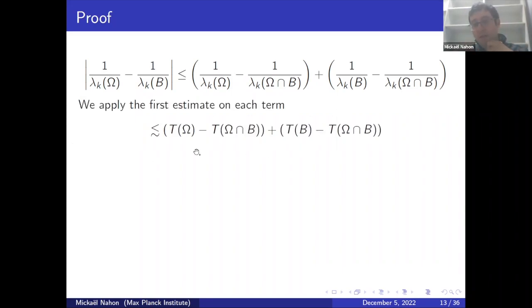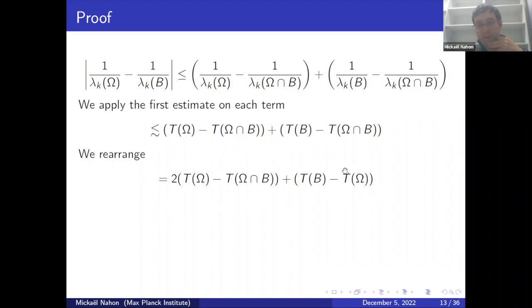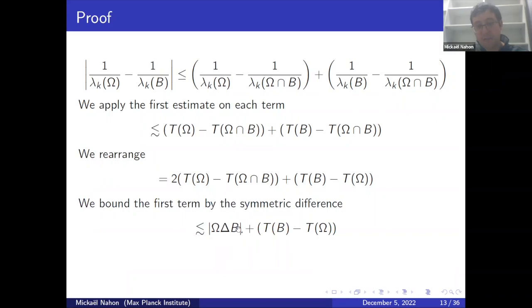So you can estimate this by the difference of torsion. And then on one hand, when you rearrange this, you have the deviation of the torsion. So this one is good, it's what we want. On the other hand, you have this difference. And this one I just said is bounded by the symmetric difference, by the L1 distance.